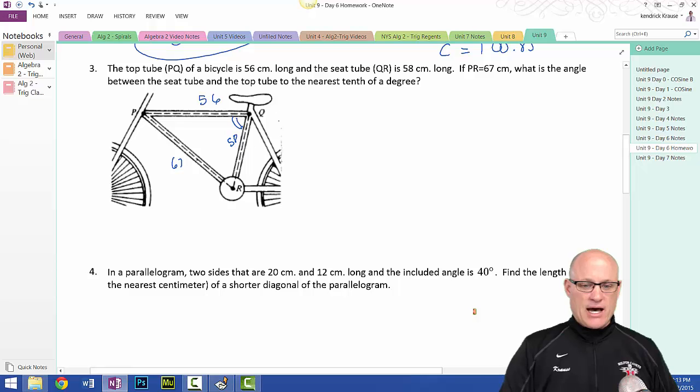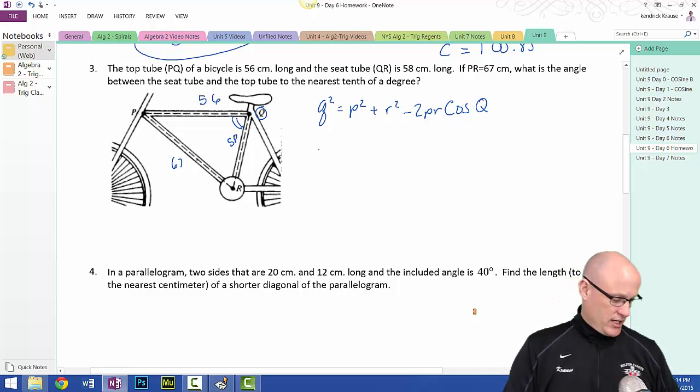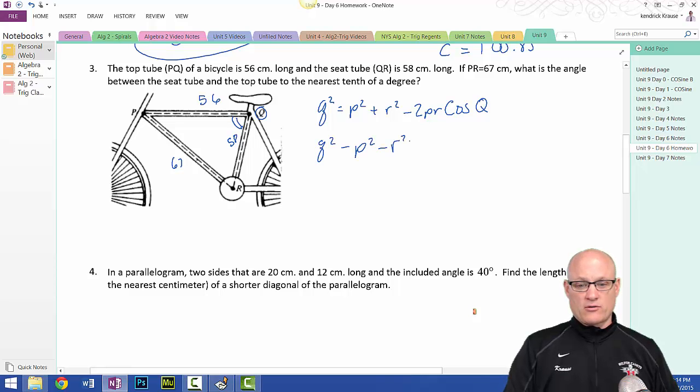Opposite of this is Q, so I'll do little q squared is equal to P squared plus R squared minus 2PR cosine large Q. I'm looking for an angle again, so you have to isolate the cosine Q. So I get q squared minus P squared minus R squared all over 2PR equals cosine of Q. Now that I've got it all, I'm going to put those numbers in.